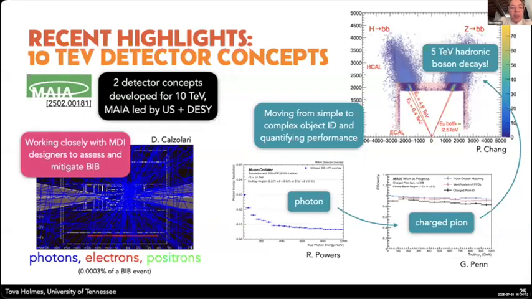So we're going from, say, photons, which is a single detector object, to a charged pion, which starts looking at combinations between the tracks and calorimeter. And finally, we begun this month looking at the 5 TeV hadronic decays of extremely boosted bosons and trying to understand if we can pick these apart and differentiate them from one another.